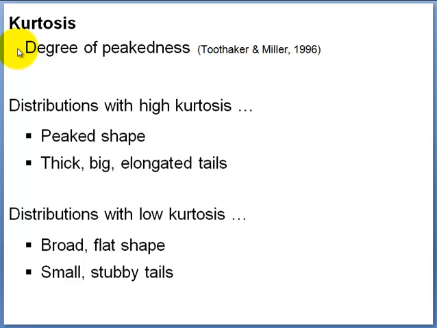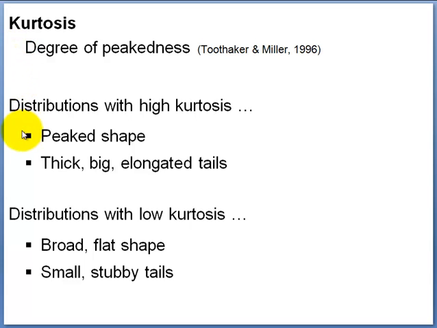Kurtosis can be defined as the degree of peakedness, or I could even say the degree of pointedness, of a distribution. So a distribution with a soaring mountaintop peak, narrow and pointed, is going to have high kurtosis, and on the other hand, broad, flat kinds of distribution have low kurtosis.